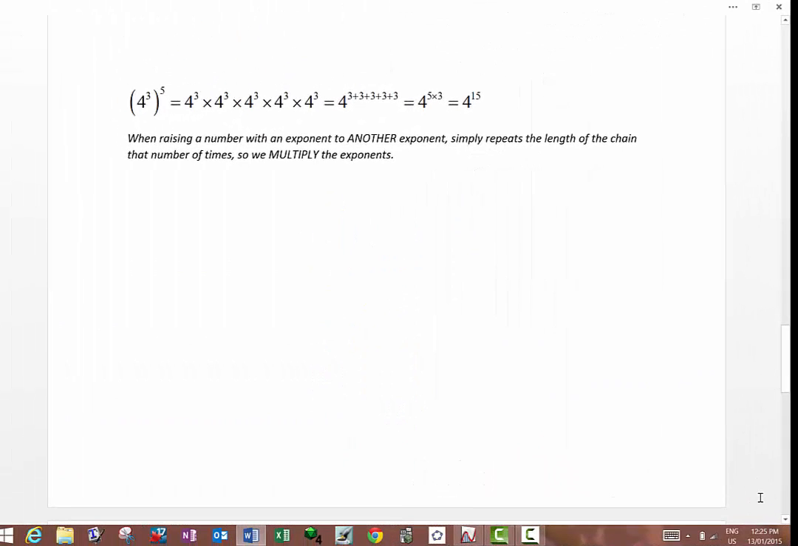The last operation which you discussed in grade 9 math was raising a number with a power to another power, and in this example we've got 4 cubed raised to the power 5. Well, raising it to the power 5 simply means that we multiply it by itself 5 times. So it's 4 cubed times 4 cubed times 4 cubed times 4 cubed times 4 cubed. And we've already discussed earlier that when we're multiplying numbers with the same base to different exponents, all we do is add the exponents. So we've got a 3 plus a 3 plus a 3 plus a 3 plus a 3. And of course that is 5 threes, which is 15.